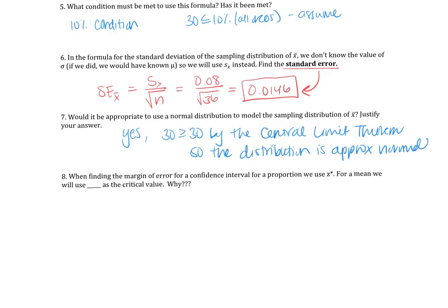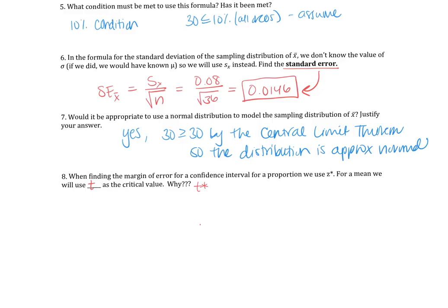All right, number 8. So here's a little difference from proportions to means. When finding the margin of error for a confidence interval for a proportion, we use the critical value z star. For a mean, we use a critical value called t, or t star. Why is that? That's because we're using sample data for S sub x and for that standard error, and we're approximating, so we use a distribution that has a little bit more variation than the normal distribution.